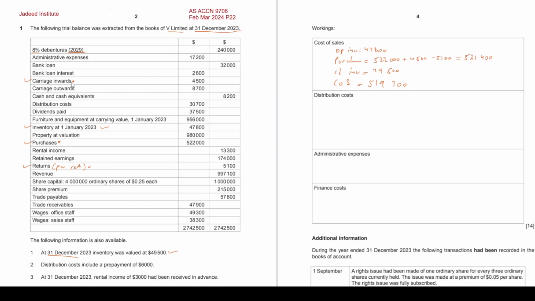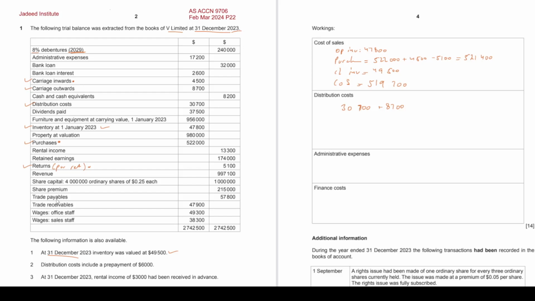So the opening distribution cost is 30,700. That's what's given to us. We'll of course make some adjustments to it from here on. So carriage outward should be part of distribution, 8,700. Okay, that's taken. And anything else about distribution?